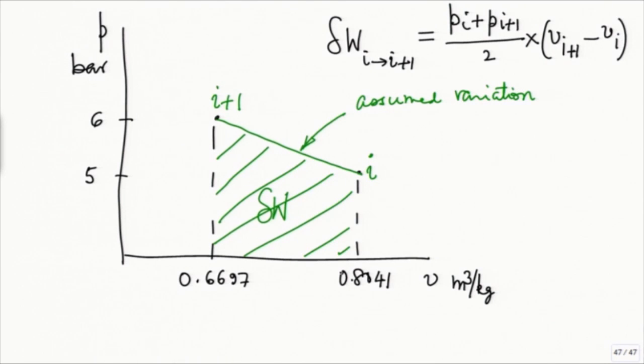We can create a spreadsheet or write a small computer program and crank this information out. You will also notice that Vi plus 1 will be less than Vi for each and every step. So, individually all these numbers will be negative and you will get a final value which is negative, and that is expected because we have the process of compression. Work done by the system will be negative, work done on the system will be positive.